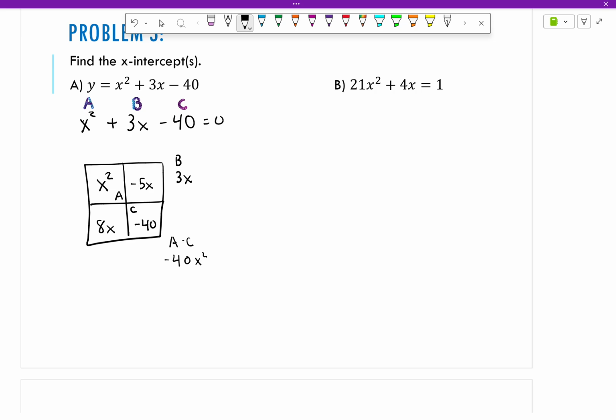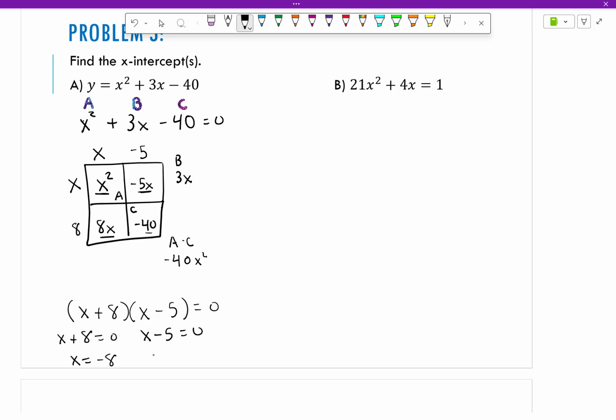I can go ahead and get the outside. I know that x times x makes x squared. X times negative 5 makes negative 5x. X times 8 makes 8x. And 8 times negative 5 makes the negative 40. So my factors are x plus 8 and x minus 5 equals 0. Zero product property, set them equal to 0, and solve. So I minus the 8 over, add the 5 over. So my x-intercepts are negative 8, 0, and 5, 0.